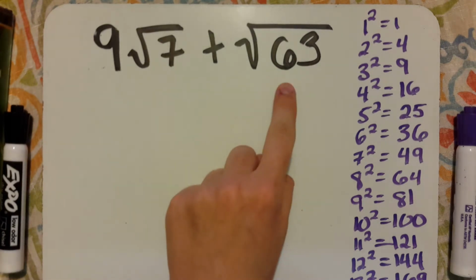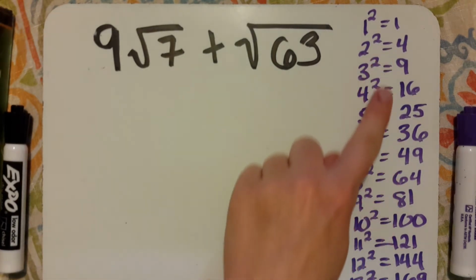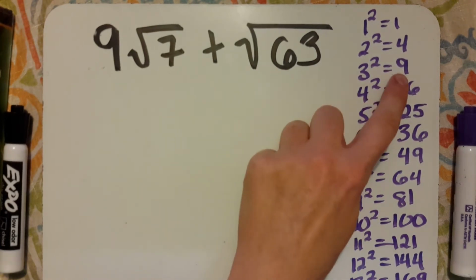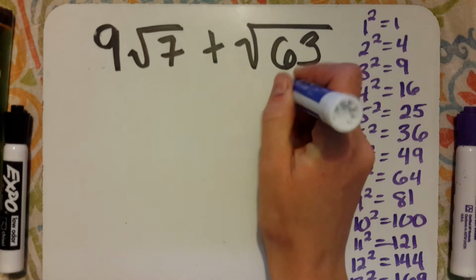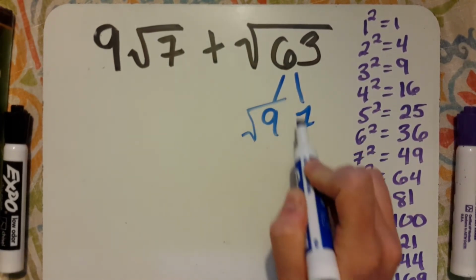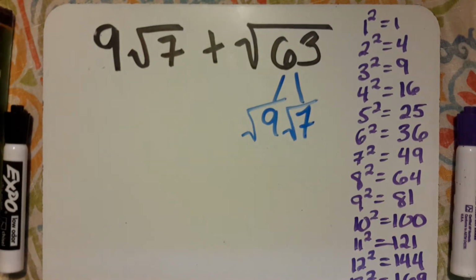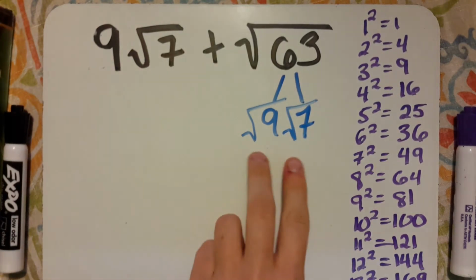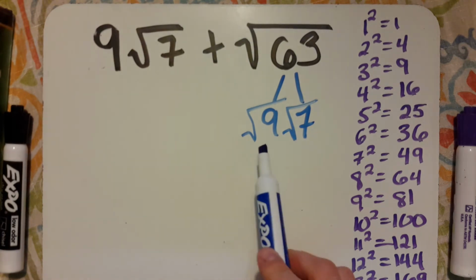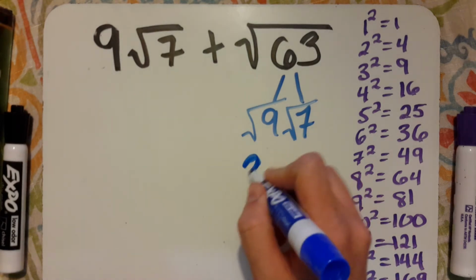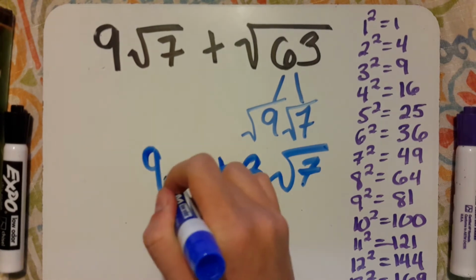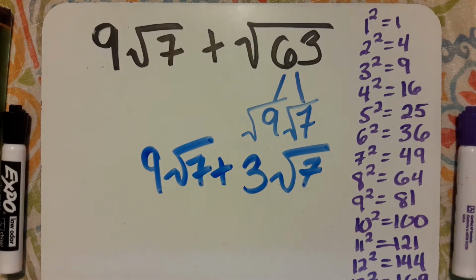But when I see 63, the biggest number on this list that divides into 63 an even amount of times is 9, right? Because 9 times 7 is 63. And again, I'm using this rule where I can divide anything underneath a radical sign to be its own separate radical signs like that. This is helpful because now, what is the square root of 9? 3 root 7. And this whole thing is being added to 9 root 7.